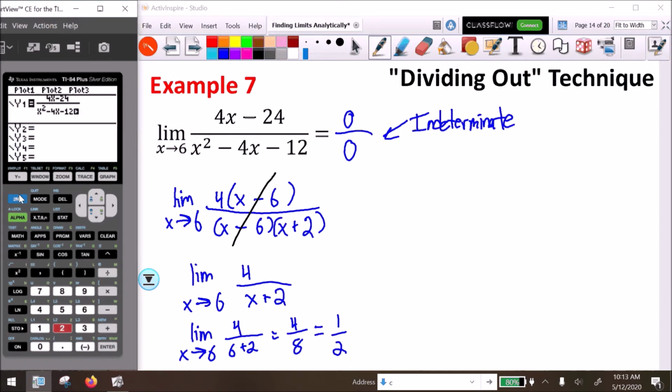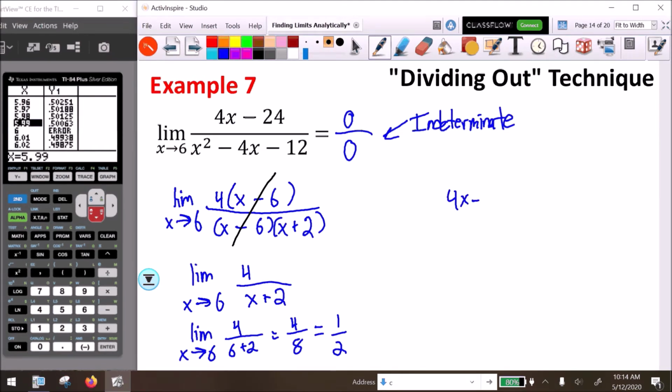And as x approaches 6, I'm going to have to go in my table all the way to 6, and I'm not going to count that way. So there's a little trick. In the table setup, you can tell it where to start in the table, so I'm just going to say start at 6. And as x approaches 6 from both sides, from the right side of 6, it approaches 0.499, so it's getting close to 0.5. And from the left side of 6, it's approaching 0.501, it's getting really close to 0.5. So we verified that this is in fact equal to 1/2. So the limit of the function 4x minus 24 over x squared minus 4x minus 12 as x approaches 6 is equal to 0.5 or 1/2.